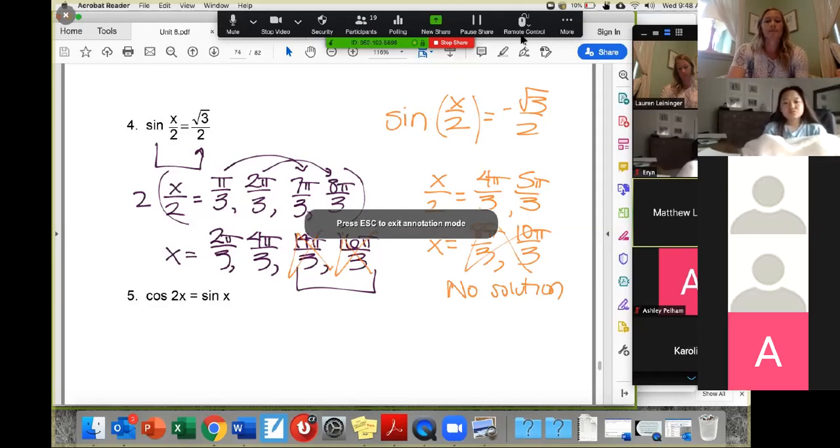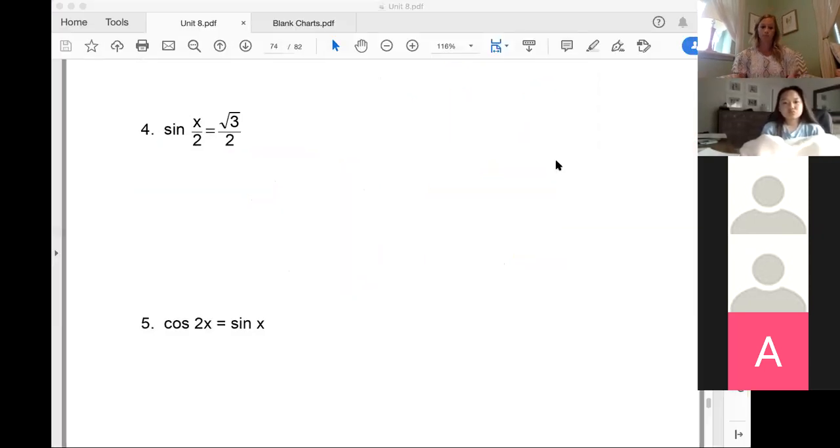Say we have sine of 4x. Do we have to do the 4 rotations? Yep. So sine of 3x would be 3 full rotations. Sine of 4x would be 4 full rotations.